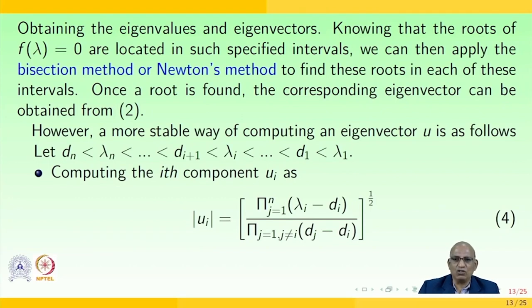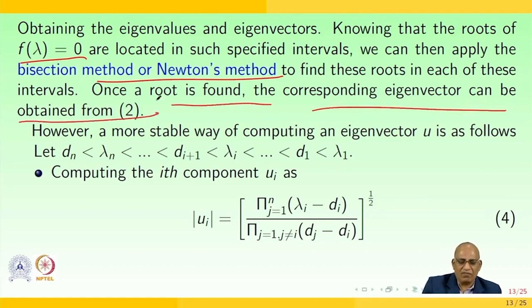So for obtaining the eigenvalues and eigenvectors, knowing that the roots of f(lambda) equal to 0 are located in such specified intervals, we can then apply the bisection method or Newton's method, the way we did for the previous cases, to find these roots in each of these intervals. Once a root is found, the corresponding eigenvectors can be obtained from equation 2. However, a more stable way of computing eigenvector u is as follows.